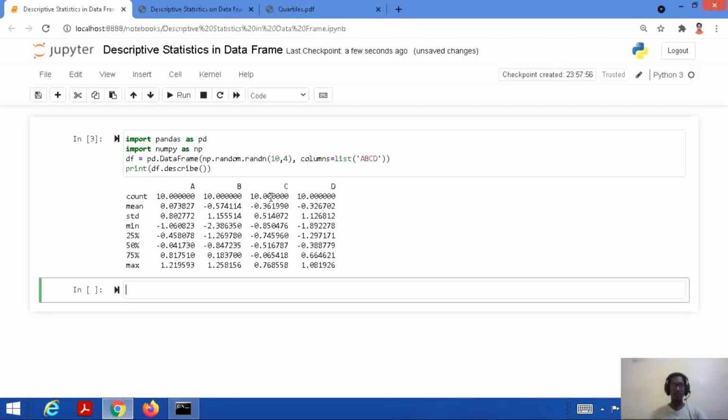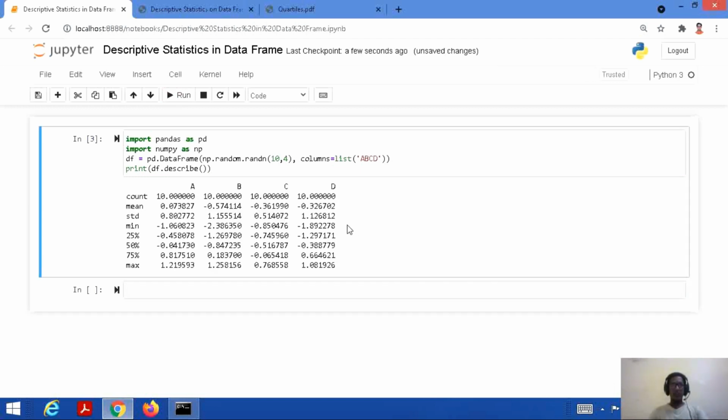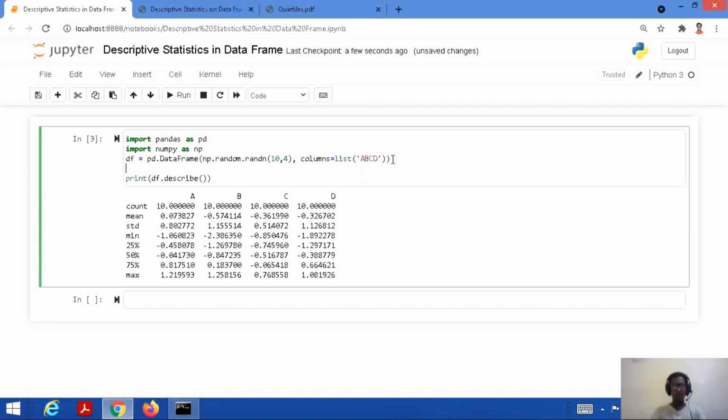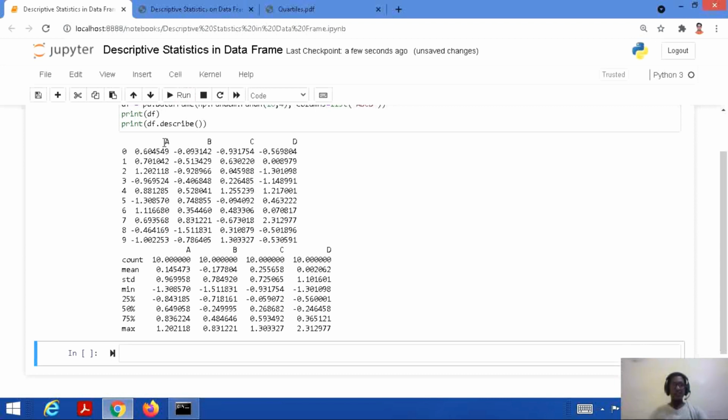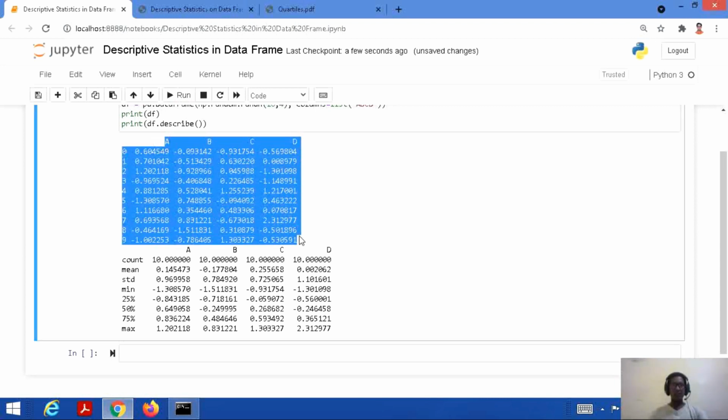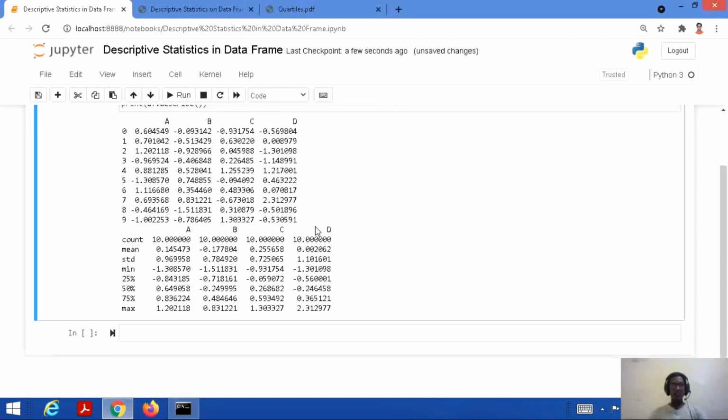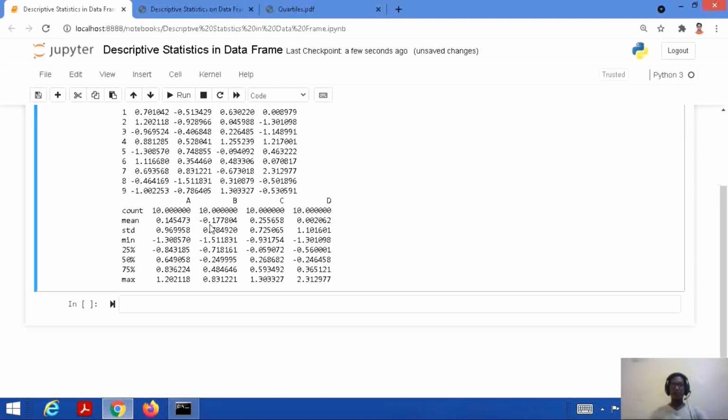Alright, so here it is. We can also perform one more thing here. That means we can print the data frame also. It can be done like this: print df. Okay, so let's save this code again and run it. Here is our data frame. Okay, and then we have printed the description.